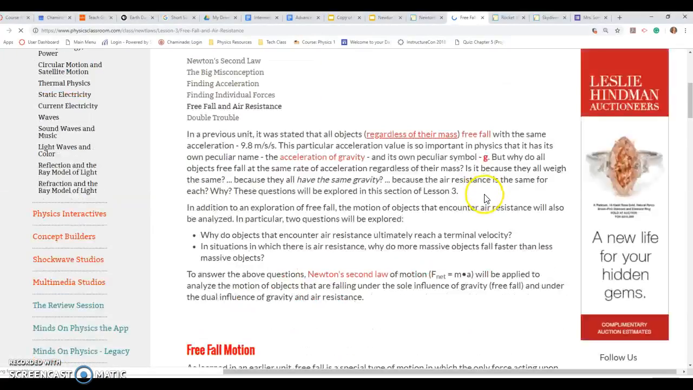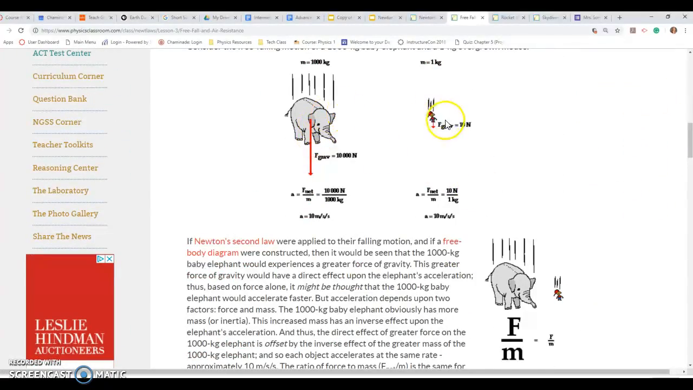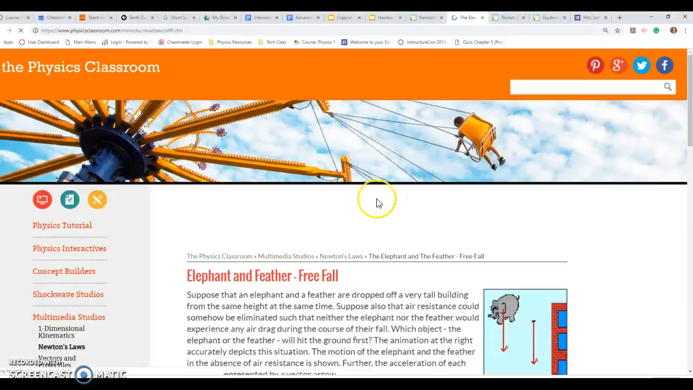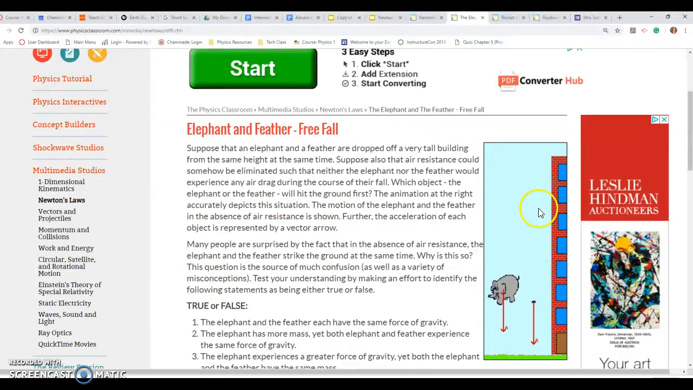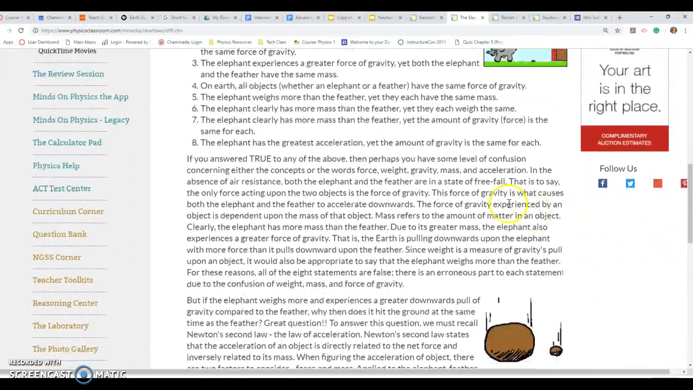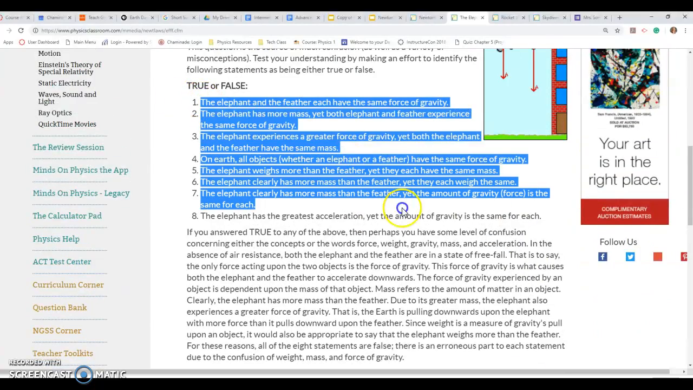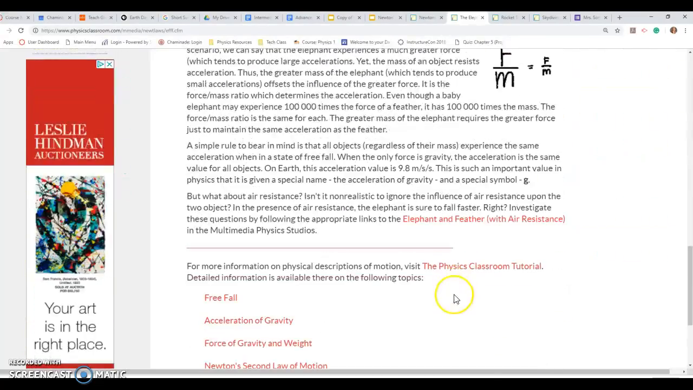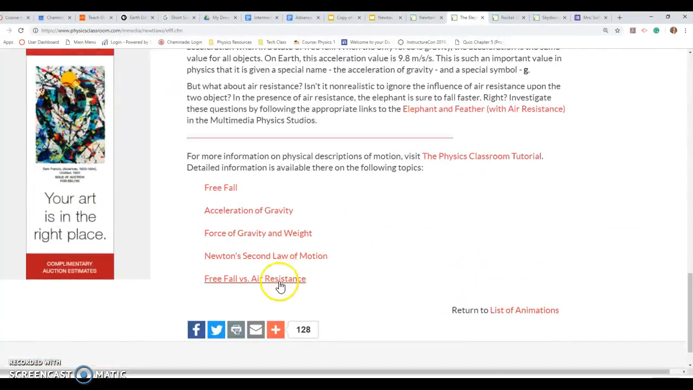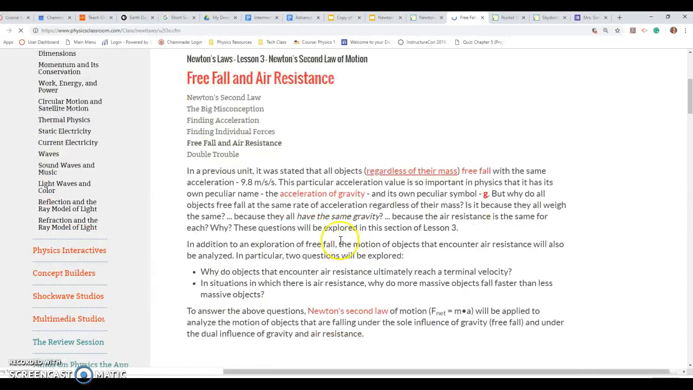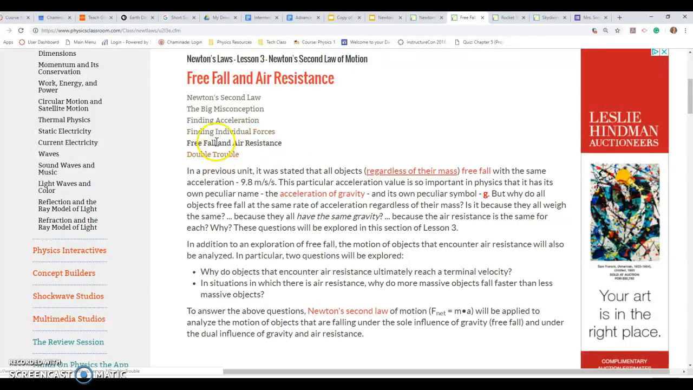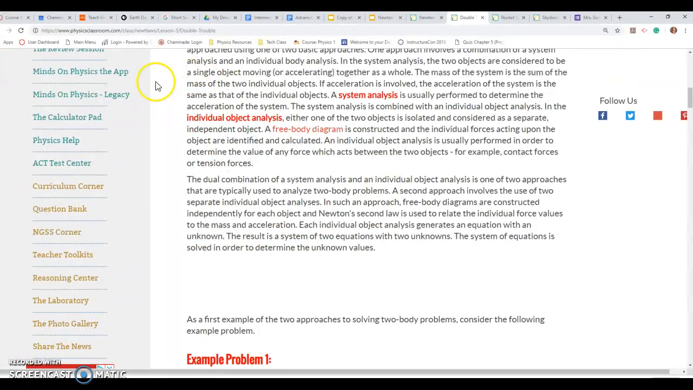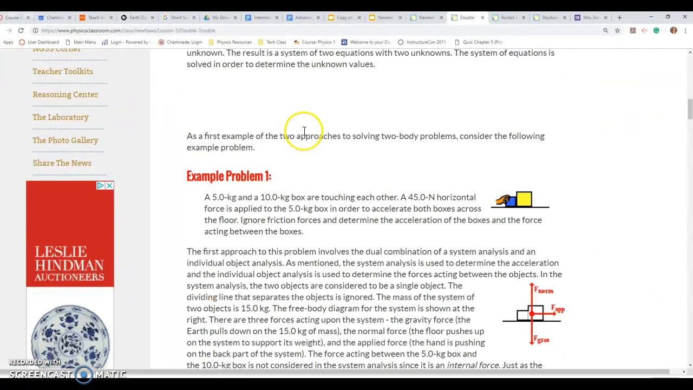And once you're here, it walks you through the situation of the elephant versus the little dude. It explains why it works and even includes an animation that shows these guys free falling, right? And it has a series of true-false questions, which would be beneficial for you to go through and answer, because those are similar to what you're going to find. Then there's a variety of other activities. So free fall and air resistance, we won't be doing double trouble. This is when there's 2 different things going on. I don't think. Yeah.